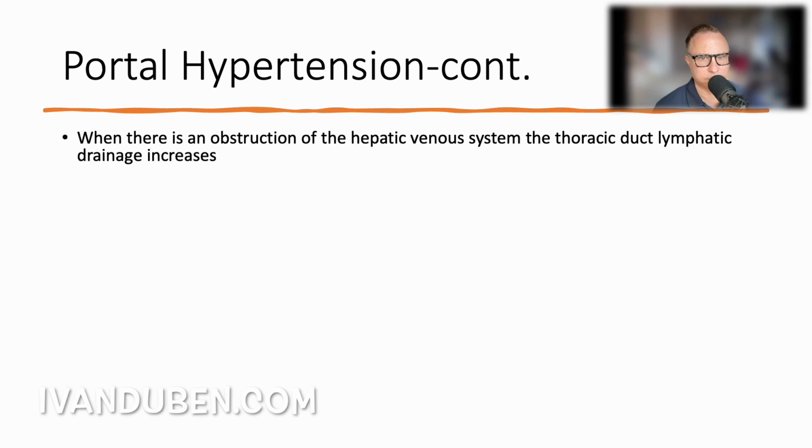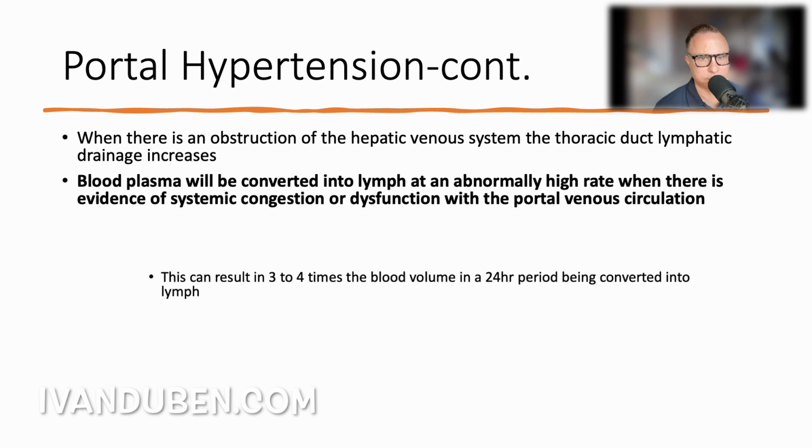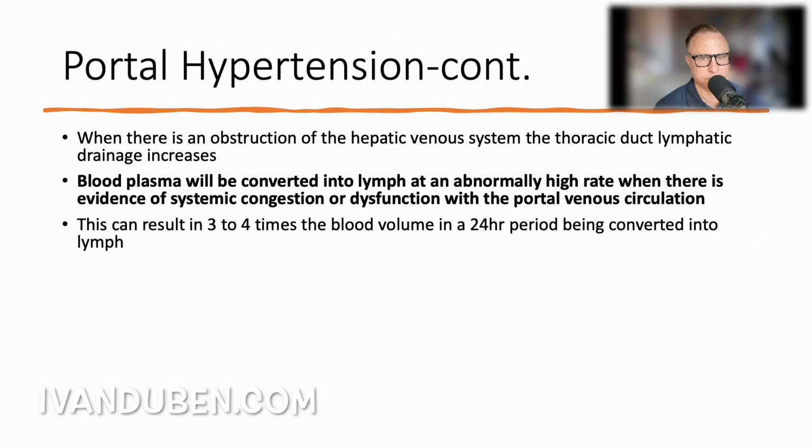When there's an obstruction of the hepatic venous system, the thoracic duct lymphatic drainage increases. Blood plasma will be converted into lymph at an abnormally high rate when there is evidence of systemic congestion or dysfunction within the portal venous circulation. This can result in 3 to 4 times the blood volume in a 24-hour period being converted into lymph.